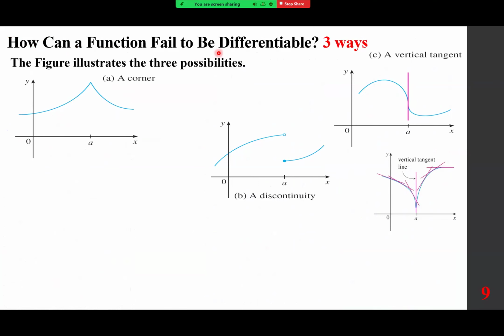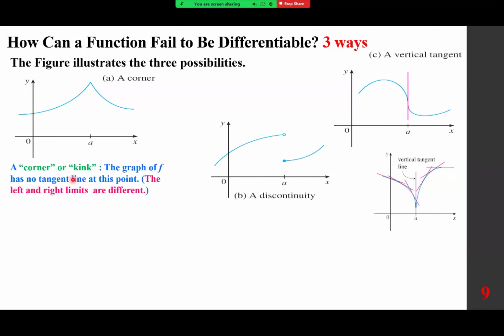How can a function fail to be differentiable? There are 3 ways: when we have a sharp corner, when we have a discontinuity, when we have a vertical tangent line. A corner or kink, the graph of f has no tangent line. At this point, the left and right limits are different. How do you draw a tangent line?